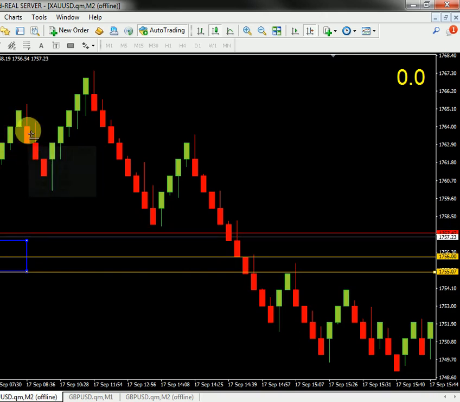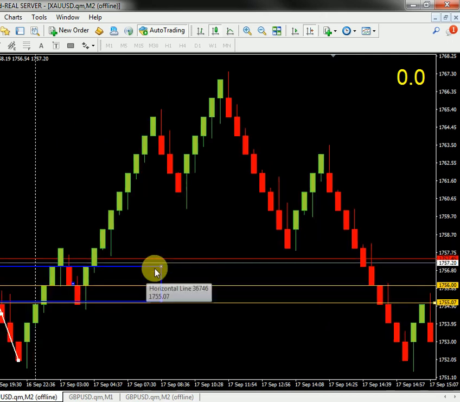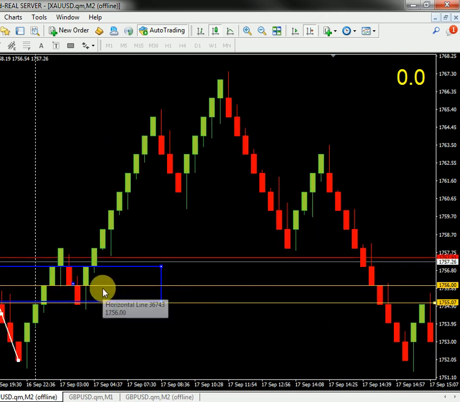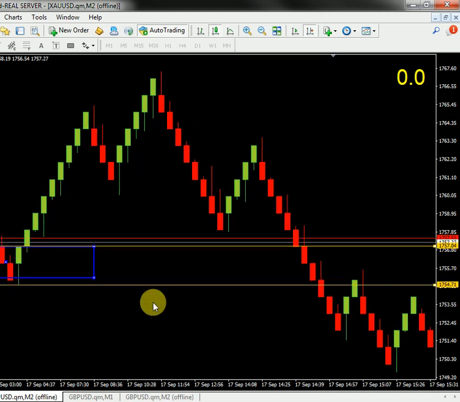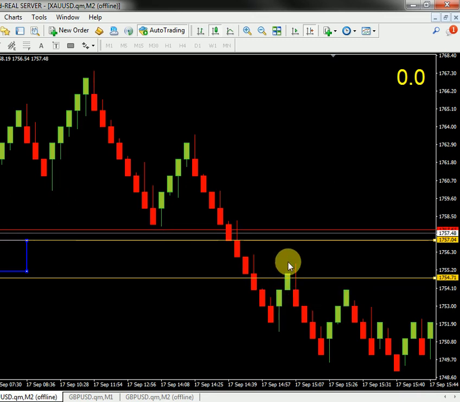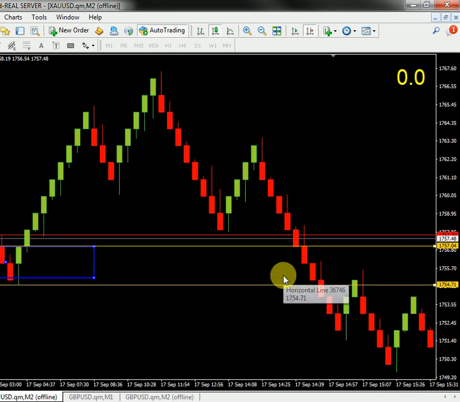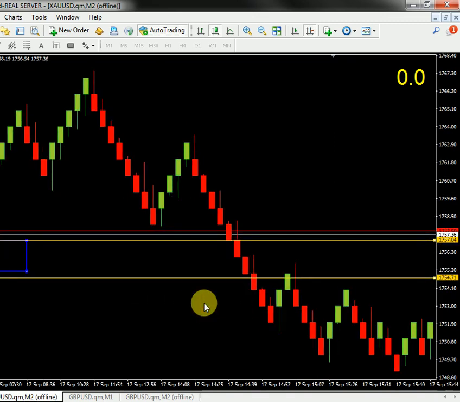Okay, so here, this zone is for a sell, the blue candle. Alright, so the price comes back and we enter sell. So this setup, this is always the ABC inverted.